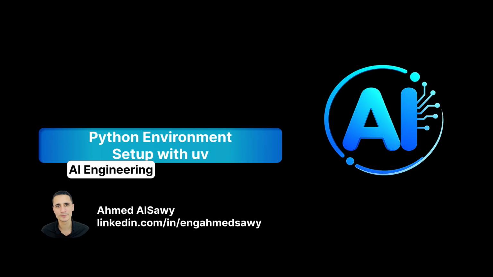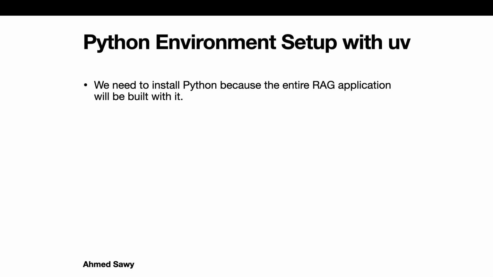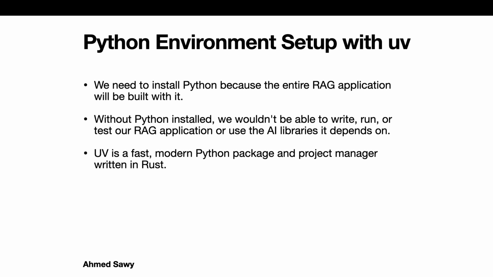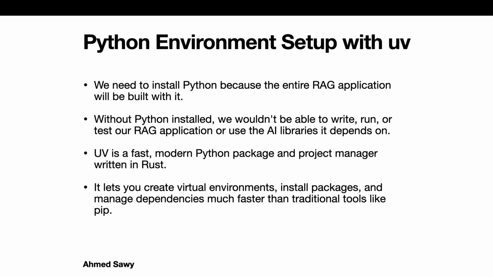In this section, we're going to set up our Python environment using UV. We need to install Python because the entire RAG application will be built with it. Without Python installed, we wouldn't be able to write, run, or test our RAG application, or use the AI libraries it depends on. We're going to use UV. UV is a fast, modern Python package and project manager written in Rust. It lets you create virtual environments, install packages, and manage dependencies much faster than traditional tools like pip.